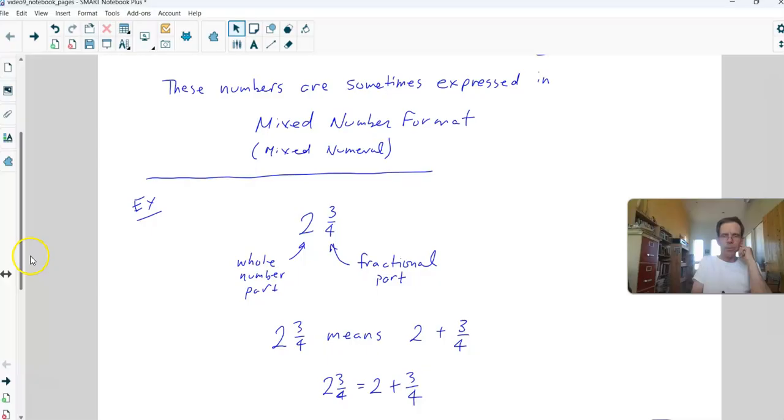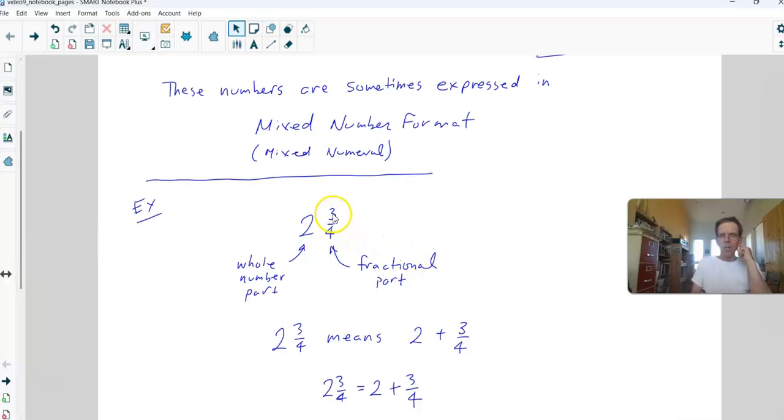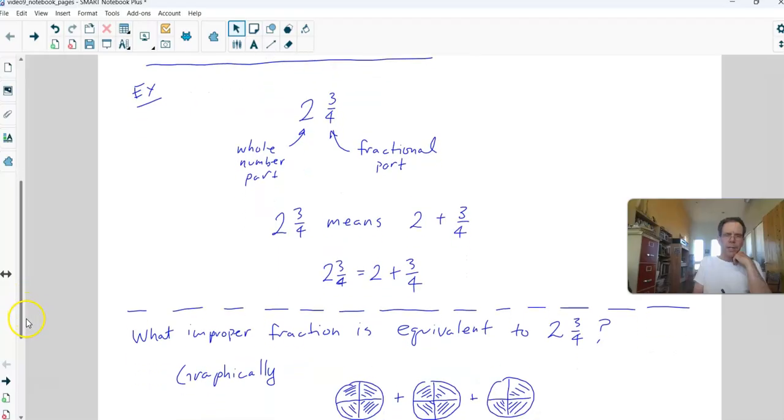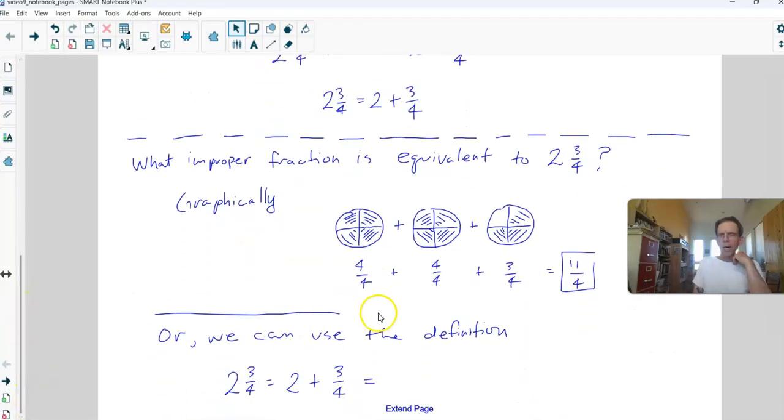Here it is. So you've seen numbers like this. You see 2 and 3/4. The 2 is called the whole number part, and the fraction is the fractional part. 2 and 3/4 means 2 plus 3/4. So we can write 2 and 3/4 equals 2 plus 3/4. So what is the improper fraction equivalent of 2 and 3/4?